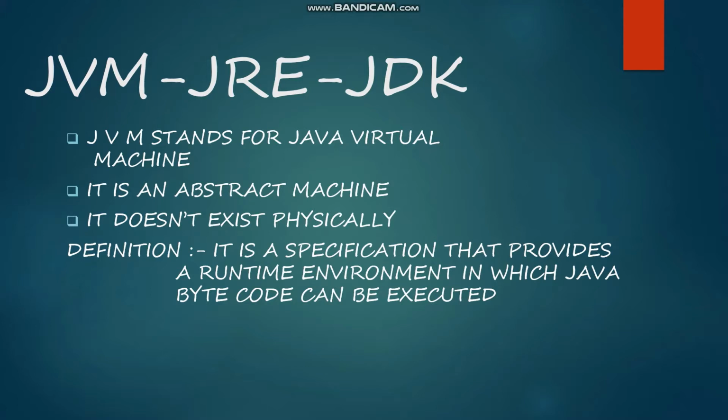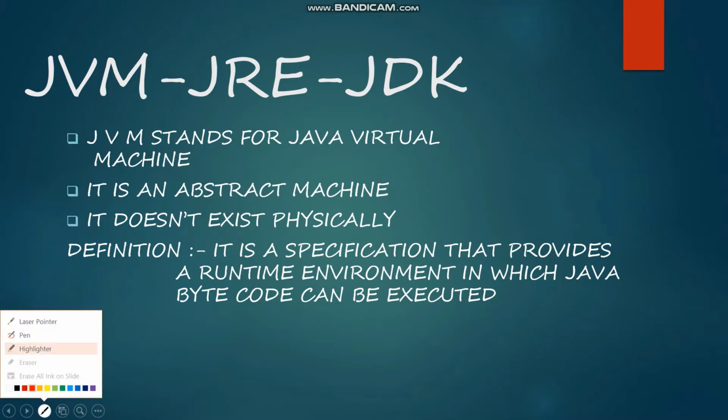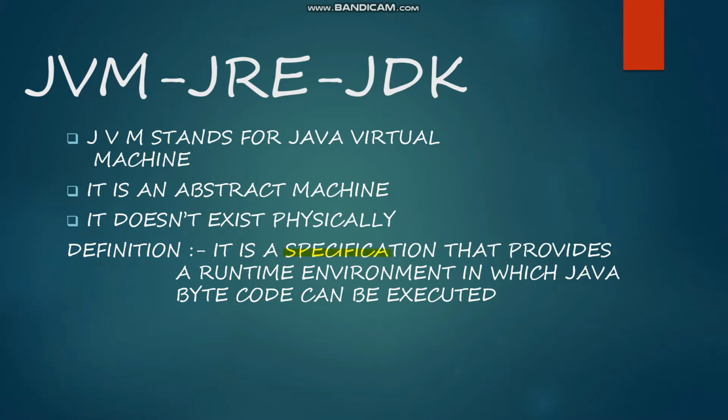For the exam purpose, if somebody asks you what's the exact definition of JVM, you would say it's a specification that provides a runtime environment in which Java bytecode can be executed. So remember one thing, that here the keyword specification is more important, because this is a property, a specific feature. So whenever you are telling someone the definition of JVM, don't forget to say the word specification.